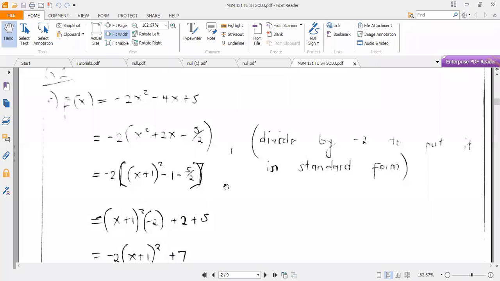I'm saying you factor out -2 by dividing by -2 in short. So you're going to have -2 out, open brackets, x squared plus 2x minus 5/2, brackets. Then you make x squared plus 2x a perfect square. That's by dividing the 2x by.